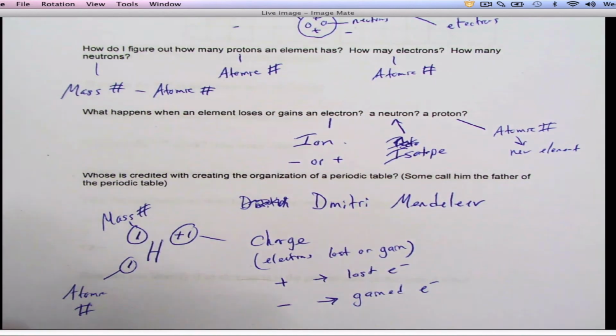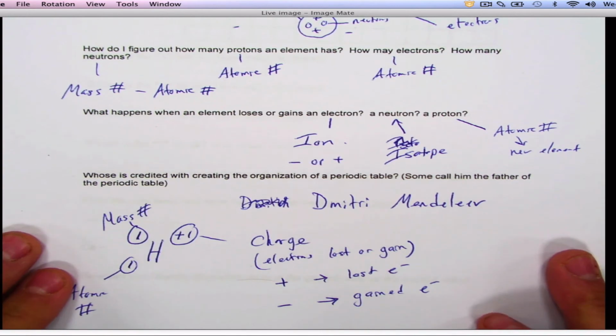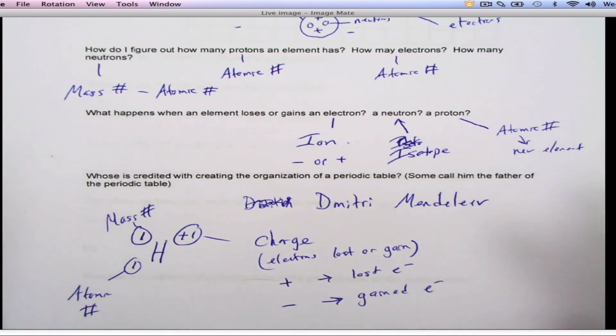All right, so there's your brief review of just the atomic items and how to look them up. All right, we'll go into more detail in class, but I hope this helps you out. So make sure you have all these notes, and we'll see you soon.